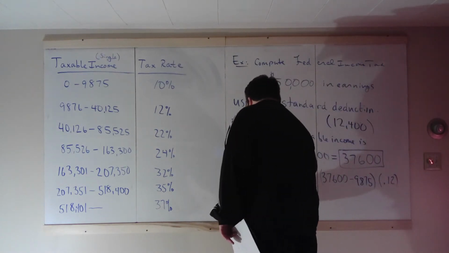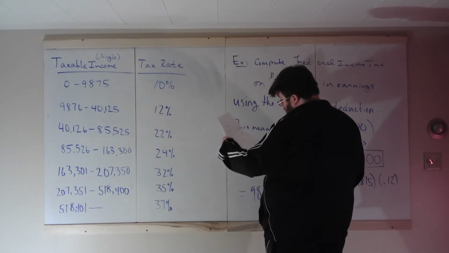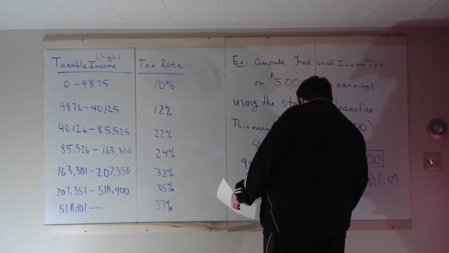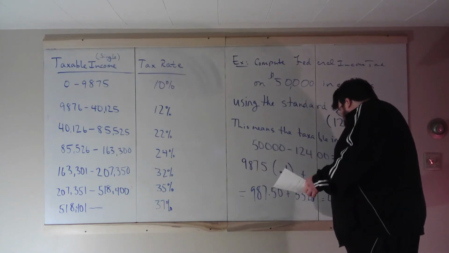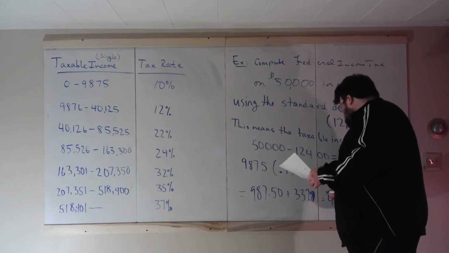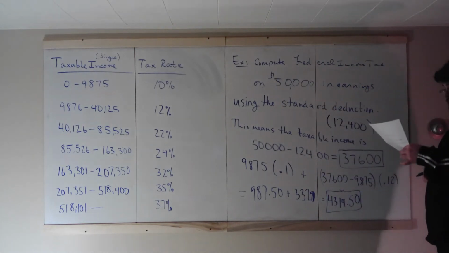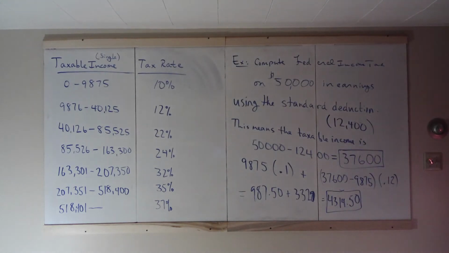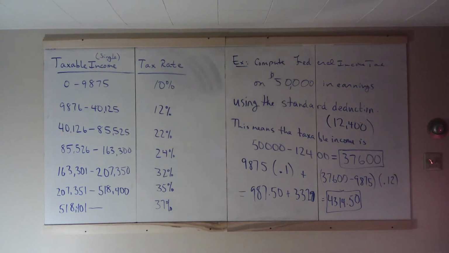So the total tax burden is $987.50 plus, let's see, I wrote it somewhere, plus $3,327.72, and that equals $4,314.50 of federal income tax. So that deduction saved you $2,475.50. That's good, I guess. If you're paying taxes, it's nice if you're paying less.